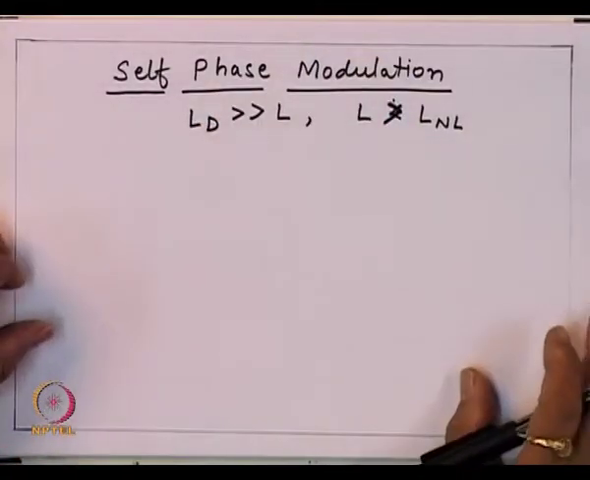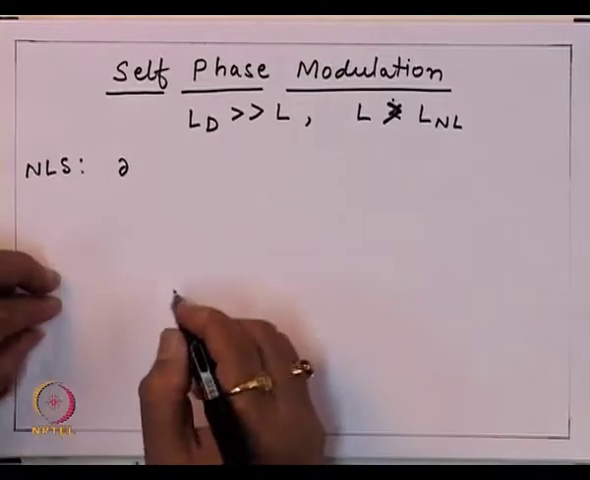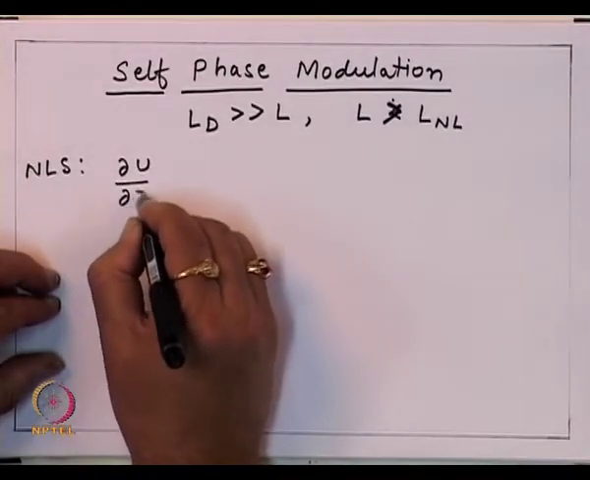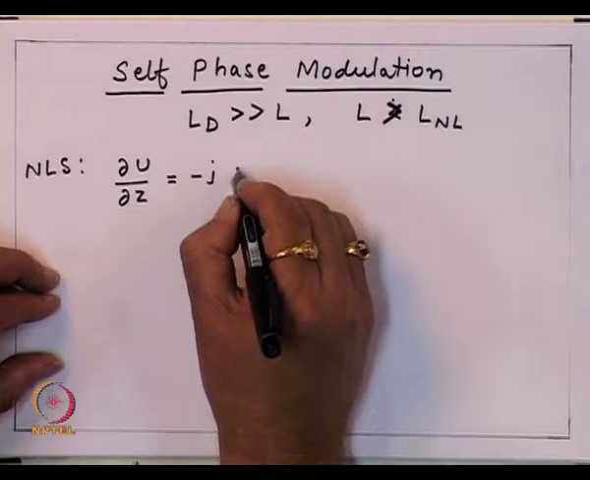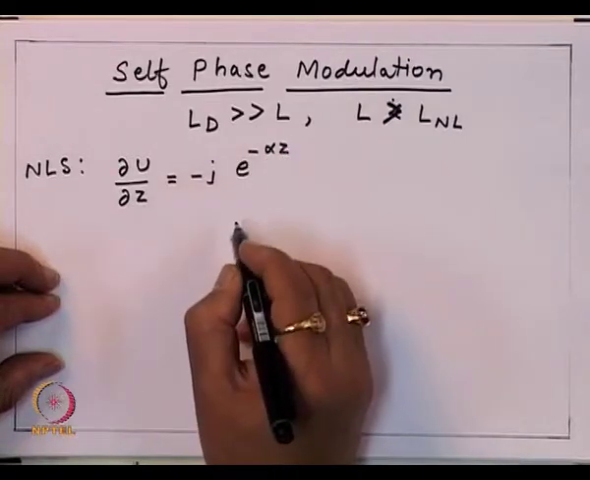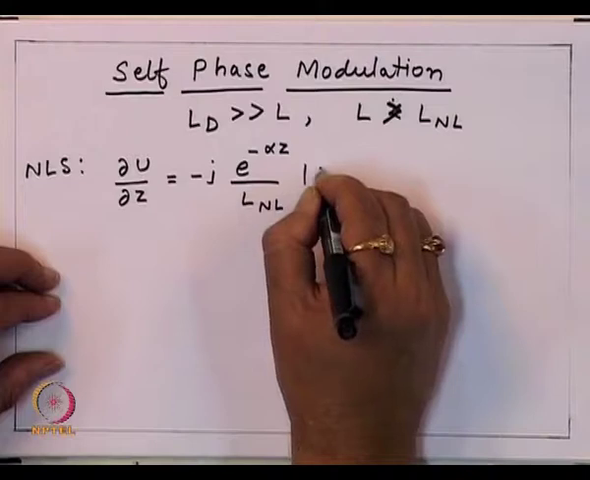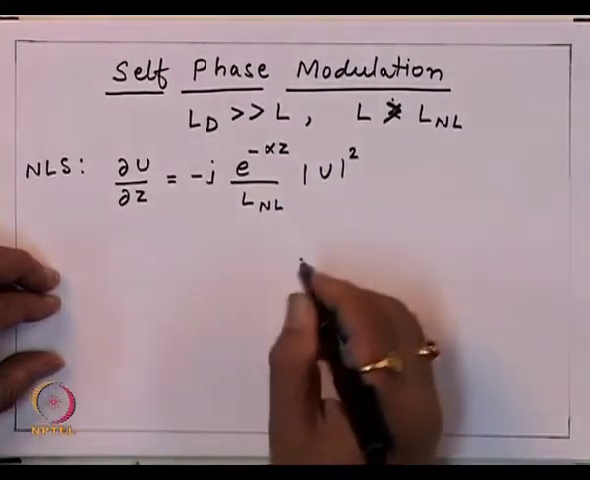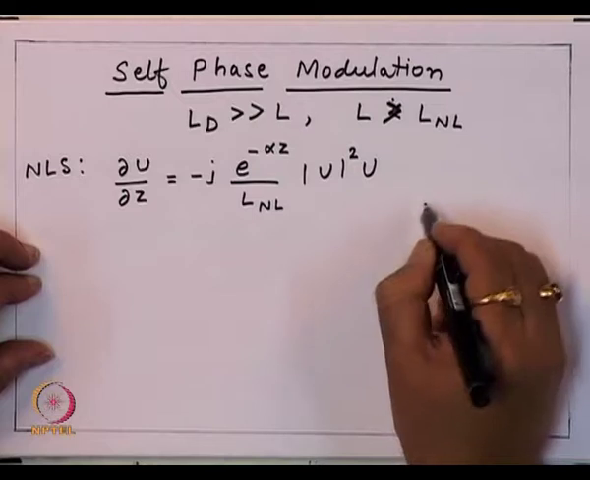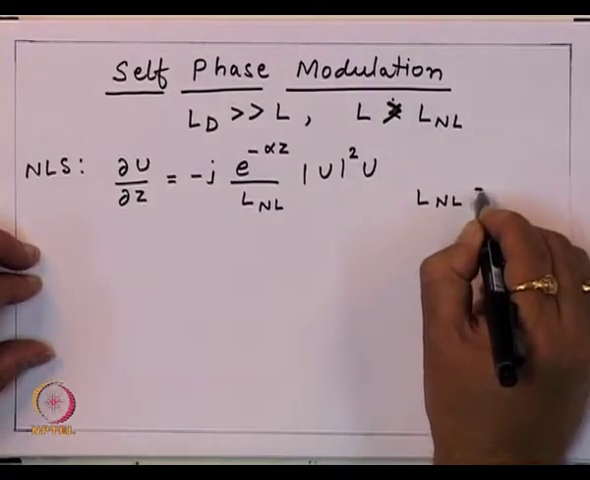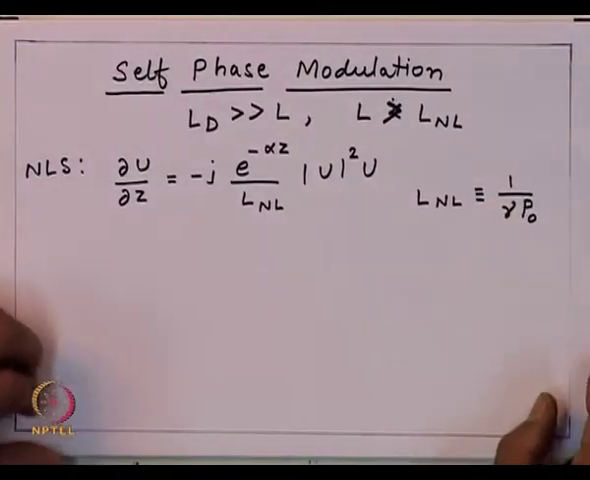So, in this situation then the NLS can be written as du by dz, that is equal to minus j e to the power minus alpha z divided by L NL, mod u square coming because of the nonlinearity term, and as we know that this quantity here L NL is defined as 1 upon gamma P naught, where P naught is the power inside the optical pulse.